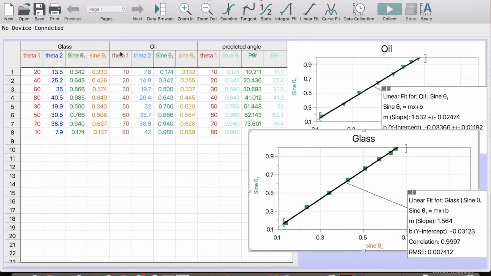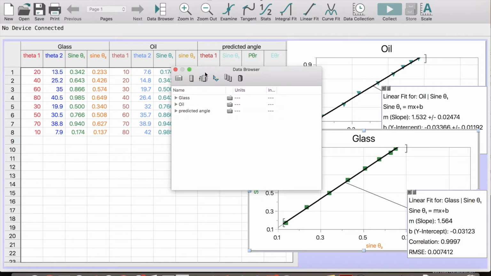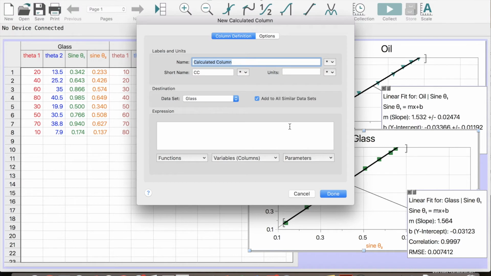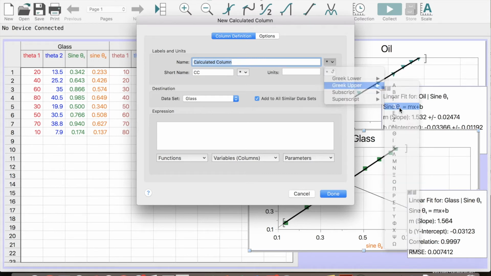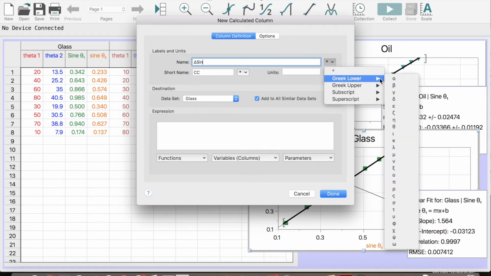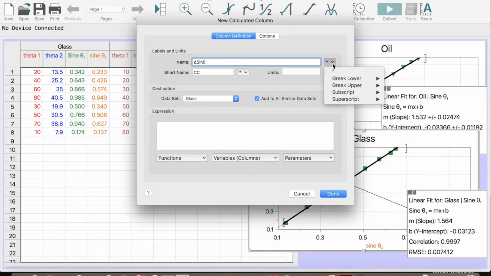So let's just use glass as an example. What I'm going to do is come up to the data browser, and in here I'm going to add to glass a new calculated column. We'll call this the uncertainty, or the delta, as they tend to use in IB, in sine, and we'll say theta 1, subscript 1. Get lazy, so we'll copy that.